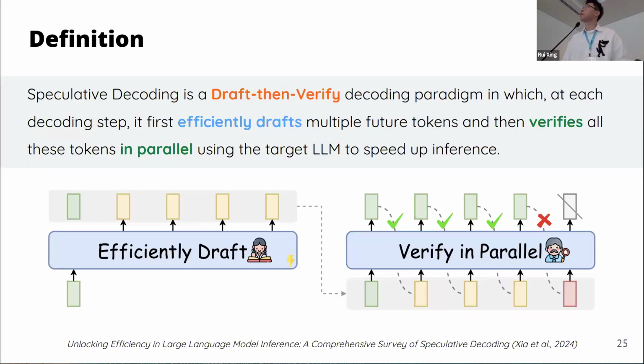Okay, so now we provide a formal definition of speculative decoding. Speculative decoding is a draft-then-verify decoding paradigm in which at each decoding step, it first efficiently drafts multiple future tokens as speculations of future decoding steps of the target large language model, and then it verifies all these draft tokens in parallel using the target large language model so that we can speed up the whole inference process.